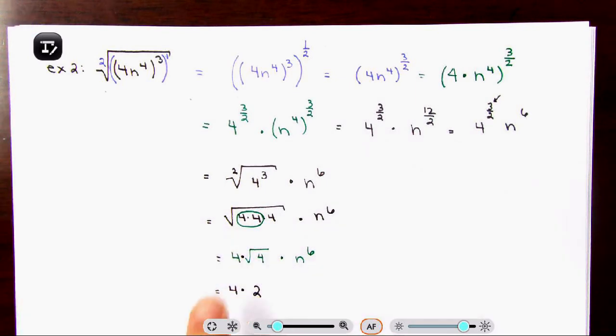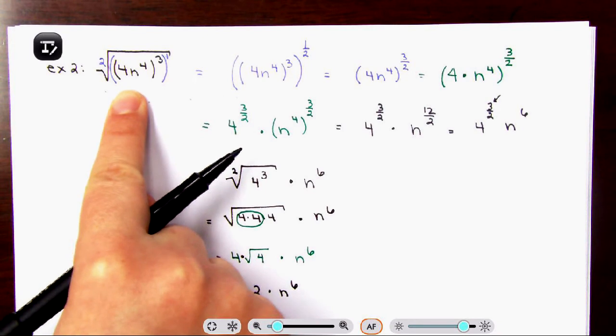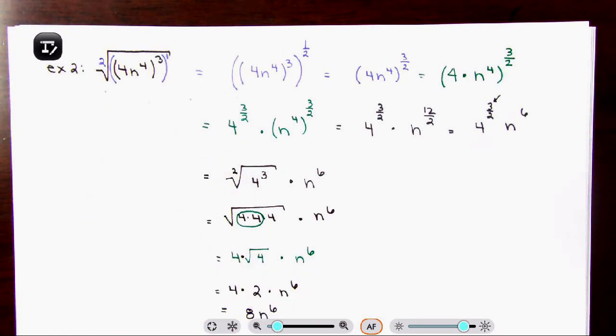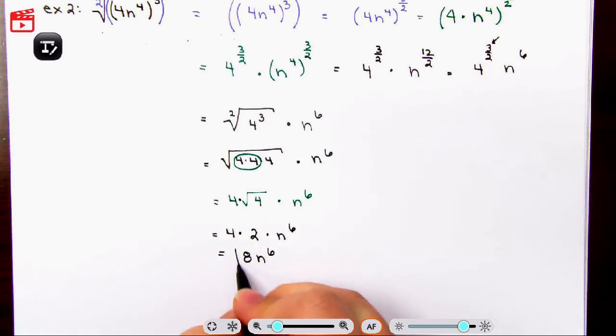Now, these are still all being multiplied. Make sure you're multiplying everything. 4 times 2 is 8, and that is n to the 6th power. So this original statement, the radical expression, is being simplified to 8 times n to the 6th power.